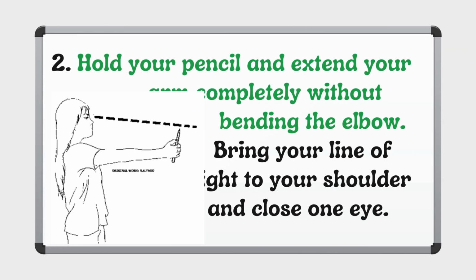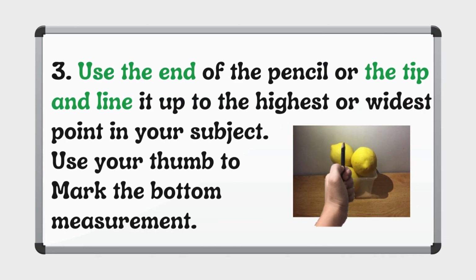2. Hold your pencil and extend your arm completely without bending the elbow. Bring your line of sight to your shoulder and close one eye. 3. Use the end of the pencil or the tip and line it up to the highest or widest point in your subject. It depends on your preference. Use your thumb to mark the bottom measurement.